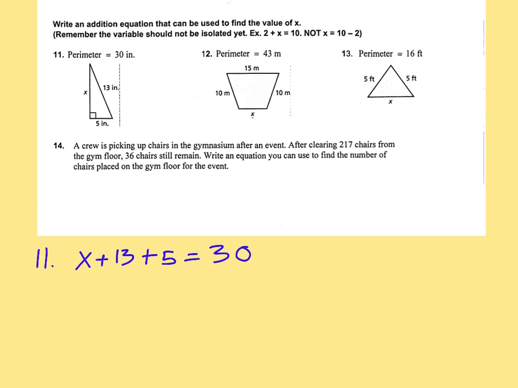I'm going to do number 12, and then I want to see if you can do number 13 on your own. So here's number 12. This has 4 sides, and I know 3 of the 4. So I'm going to go 10 plus 15 plus 10 plus x equals 43. And we probably should put meters and inches on those because it matters.